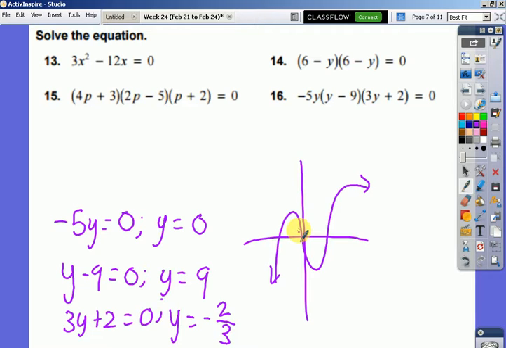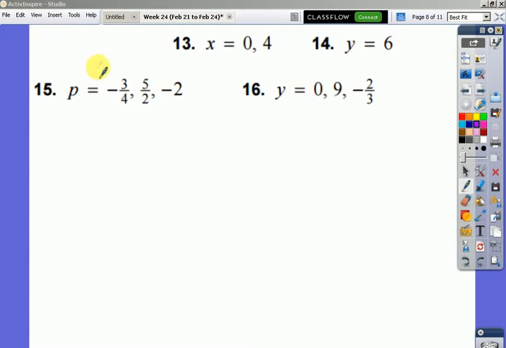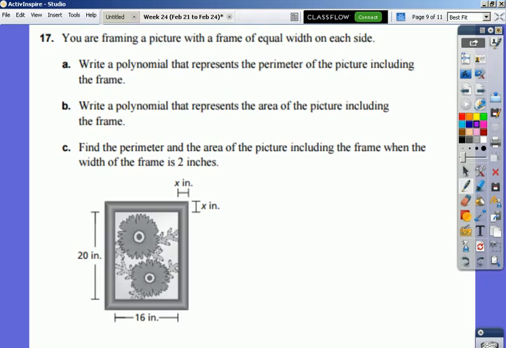For the rest of class. Okay. These are the answers to the previous slide. If you need them, here they are. Last one, word problem.